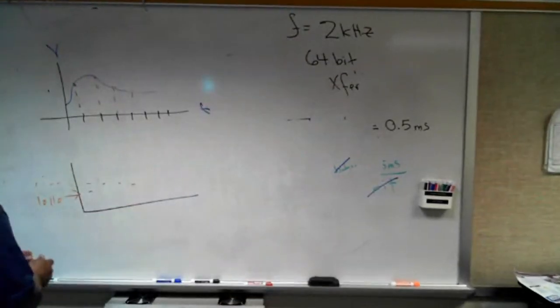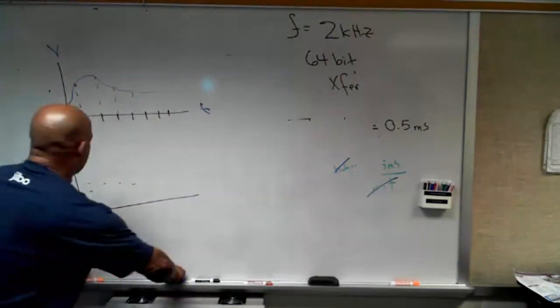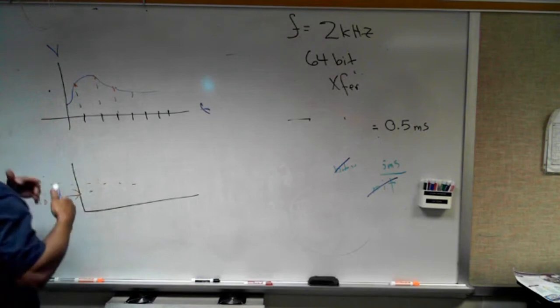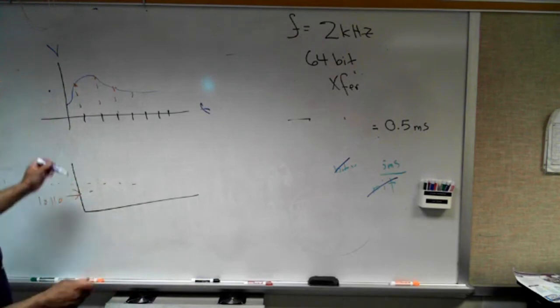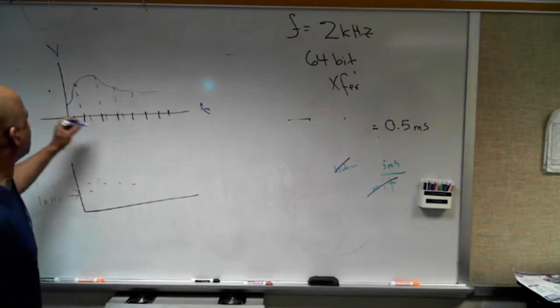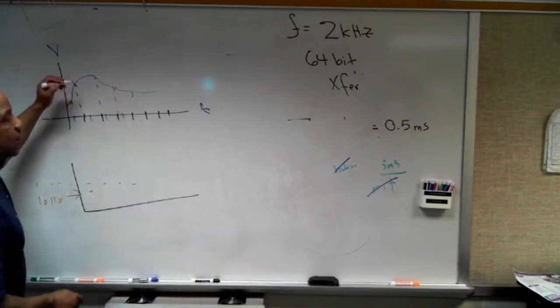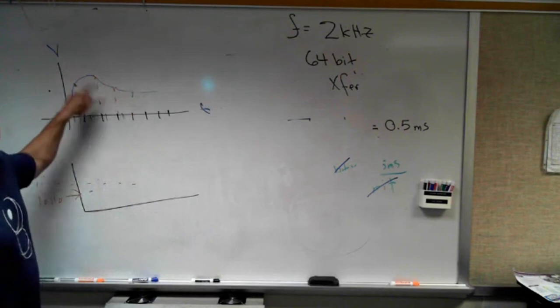Resolution says, okay, well, I'm throwing away a lot of information right here. I want to save more of that information. So what I do is I sample it at more regular intervals. So now I got a point here, and I use more data points to represent that.